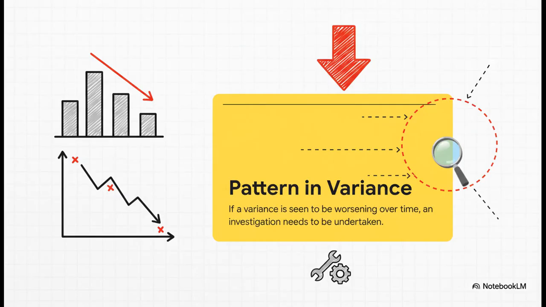Okay, so a one-time thing, a small variance here or there, that could just be a fluke, right? Random noise. But what happens when that same variance pops up again next month and the month after that? And maybe it's getting worse. Well, that's not noise anymore. That's a pattern. It's like a slow leak that's turning into a real problem. And that is a huge red flag that you've got a deeper issue that you absolutely need to investigate.